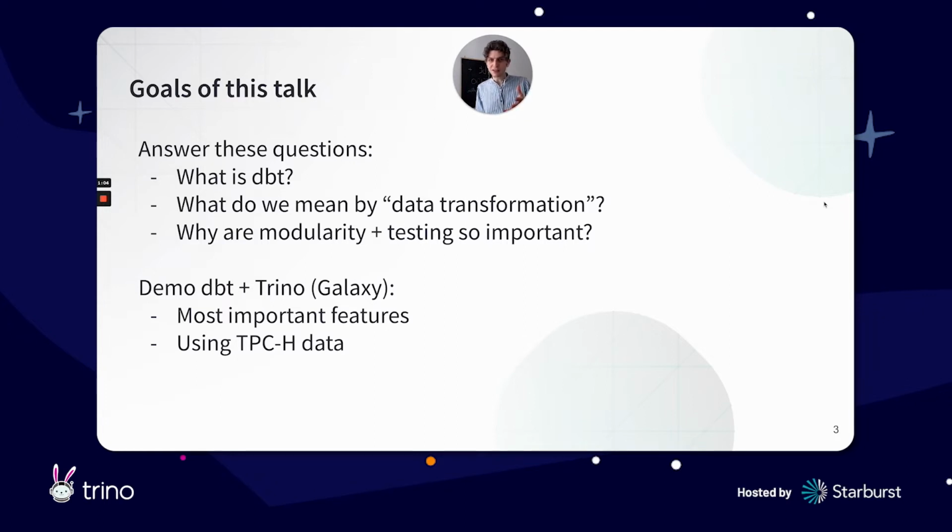I'm going to be showing and demoing later using DBT together with Trino, specifically Starburst Galaxy, thanks to the Starburst team, to try to show some of the most important features together using this sample dataset that ships with lots of different database vendors, TPCH. It represents a sample dataset for what you can imagine to be a real company, a real organization selling orders to customers and so on. We'll take that for a spin.